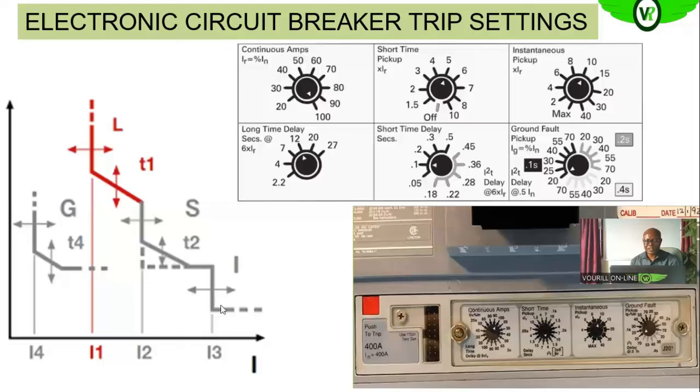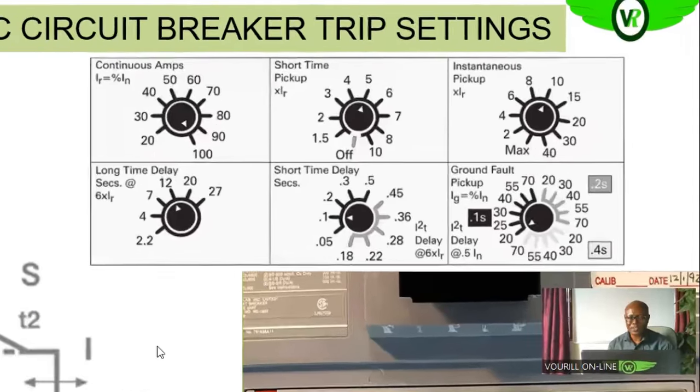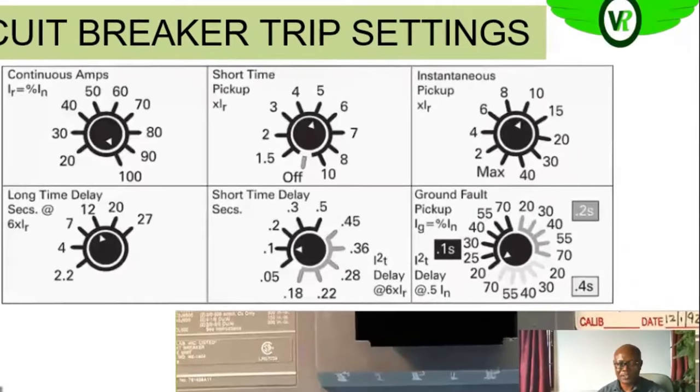And then we have the instantaneous trip section. Assuming we take this 10 times selection, here will be our 10 times, which is I3, 5,000 amps. So once it sees that 5,000 amps in the circuit, the instantaneous pickup will be activated, and anything above it, we expect the breaker to trip instantaneously.